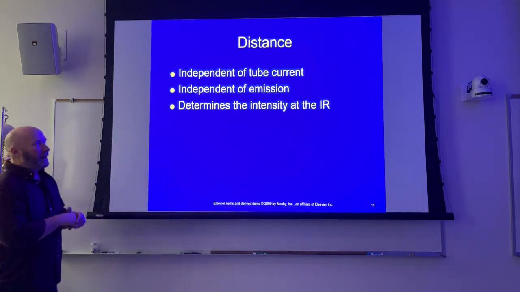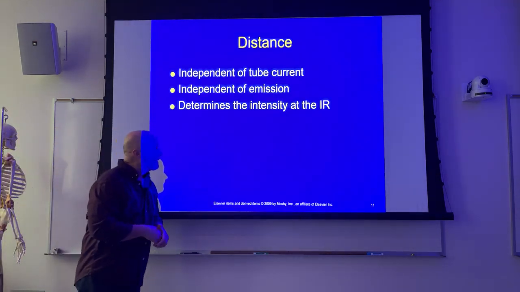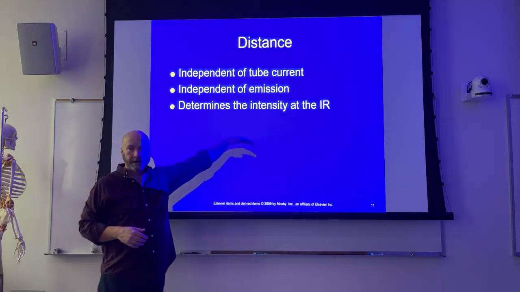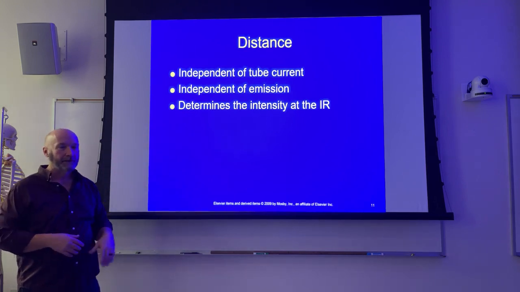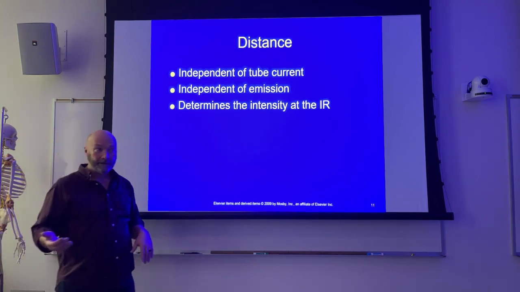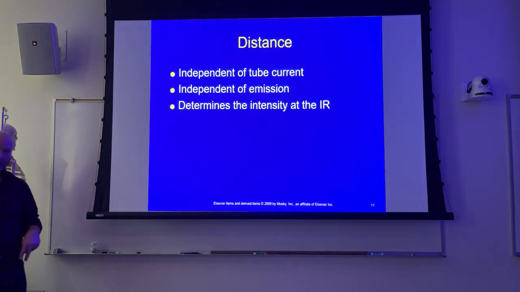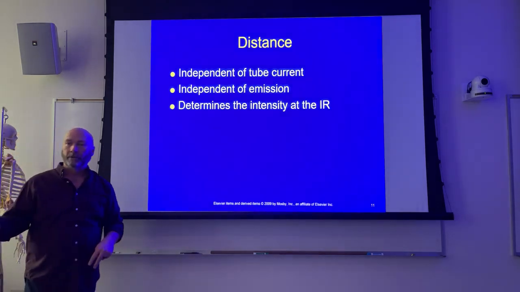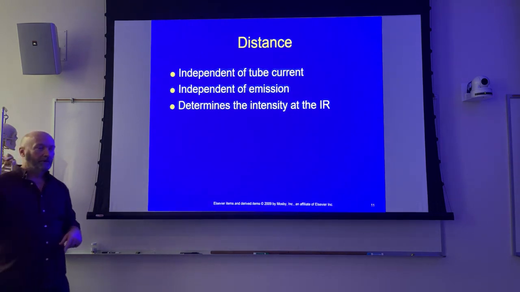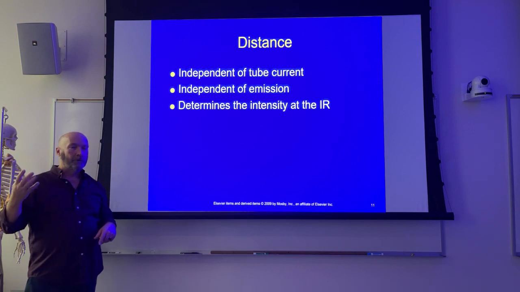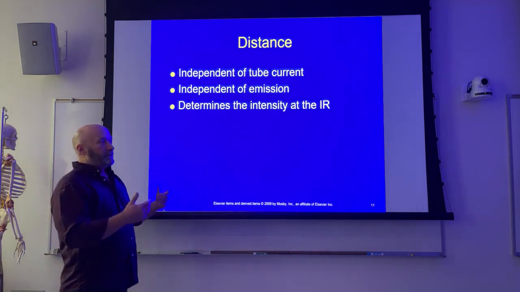Right? All right, so if it's independent of tube current, then it's going to be independent of emission, but it does determine the intensity at the image receptor. If we don't change anything except for distance, we get a dramatic change at the image receptor. It's not as dramatic as kVp, but it's very dramatic, okay? So double the distance, a change in distance by a factor of 2, we have a change in intensity by a factor of 4. Increase our distance, and it's inverse. We increase our distance, our intensity goes down by a factor of 4. We decrease our distance by half, and it goes up by a factor of 4. All right, so that was the easy calculation.